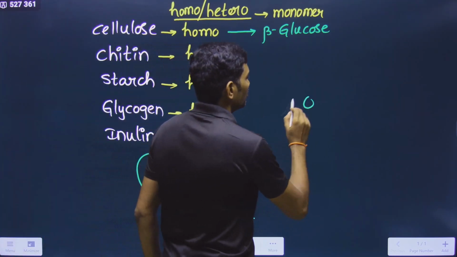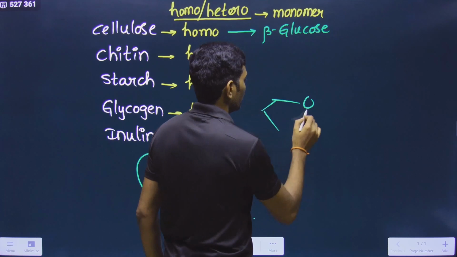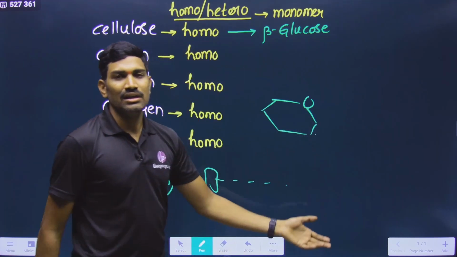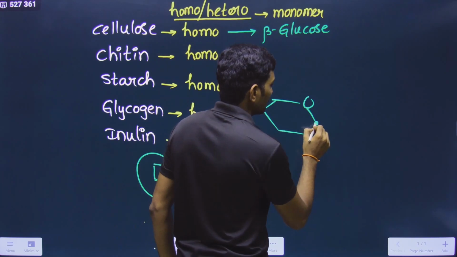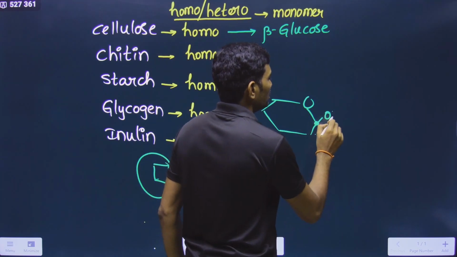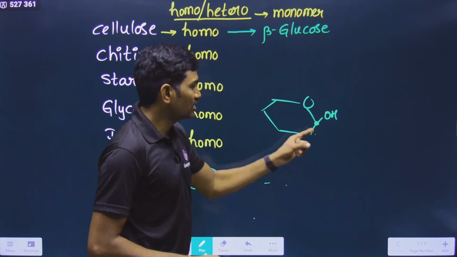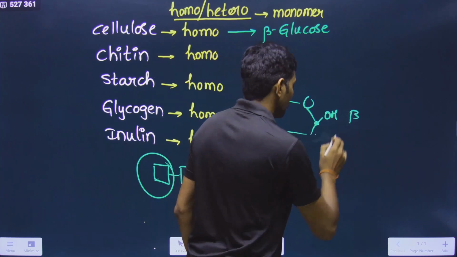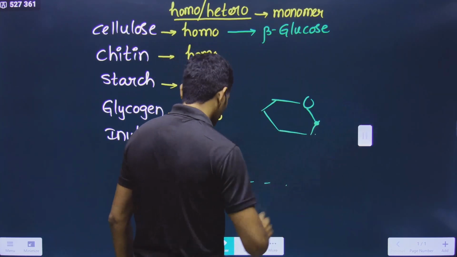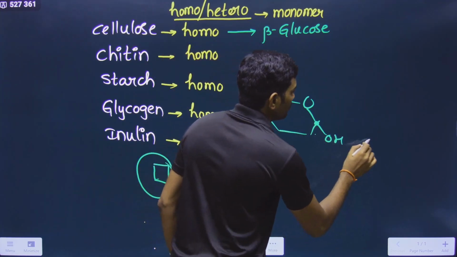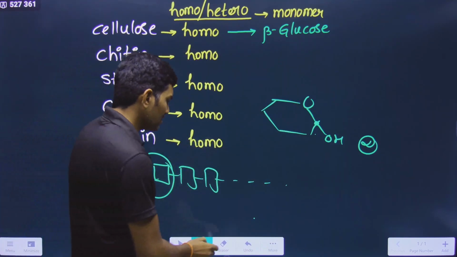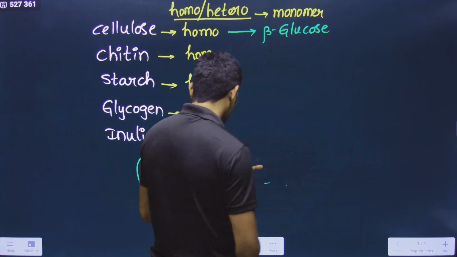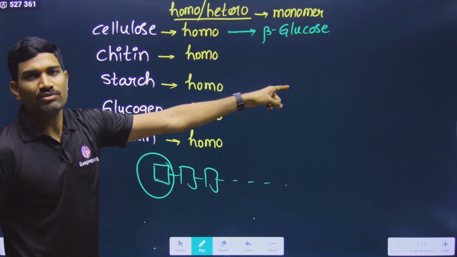Suppose you are writing the ring form, if you are using this pyranose ring form, on this carbonyl carbon, suppose this is the first carbon, if OH is present above, it is beta form. If OH is present below, this is alpha form. Already we studied this in previous lectures. Quickly revise that, you will get the information. So here it is the beta form of glucose.